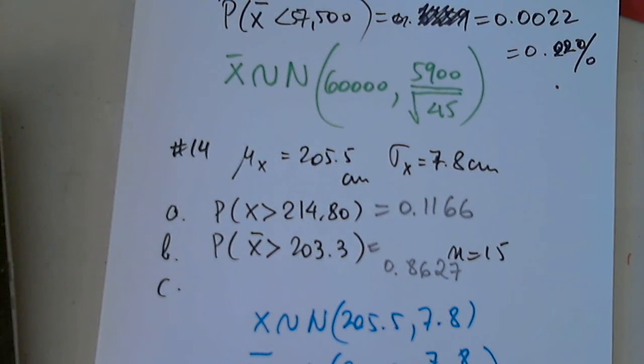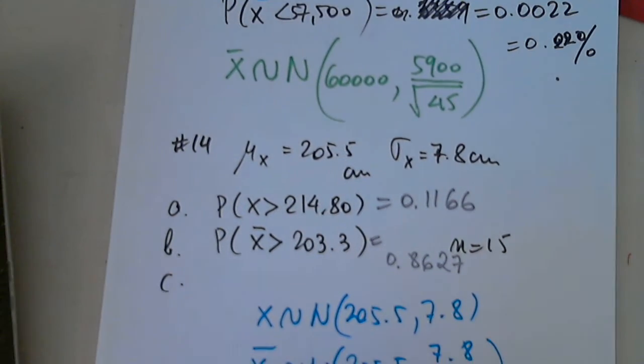Absolutely. We are told the overhead reach distances of adult females are normally distributed with a mean. If the population is normally distributed, the sampling distribution of the sample mean, which is X bar, will definitely be normal. There is no discussion there.